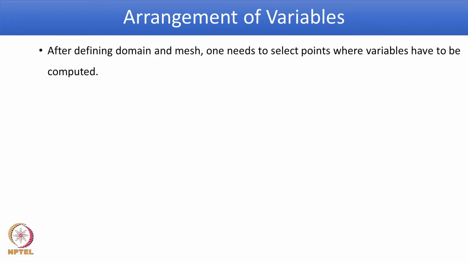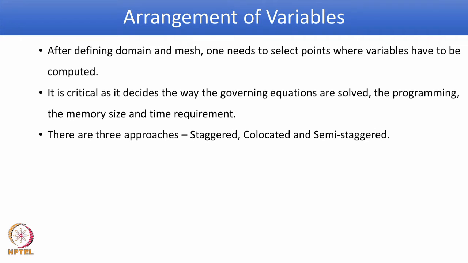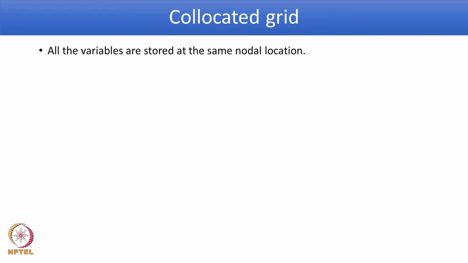With regard to variables, once you define the domain and mesh, then we need to select points where variables have to be computed. It is critical because it decides the way governing equations are solved, the programming easiness, memory requirement, and overall computational time requirement. There are 3 approaches in general: what is known as a staggered grid, collocated grid, and semi-staggered grid. Let us look at them one by one.